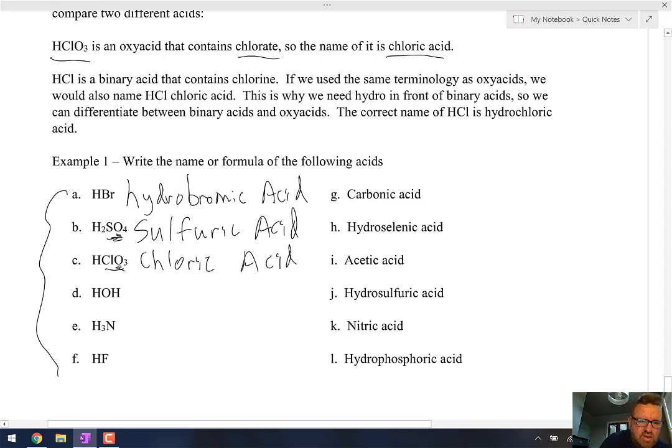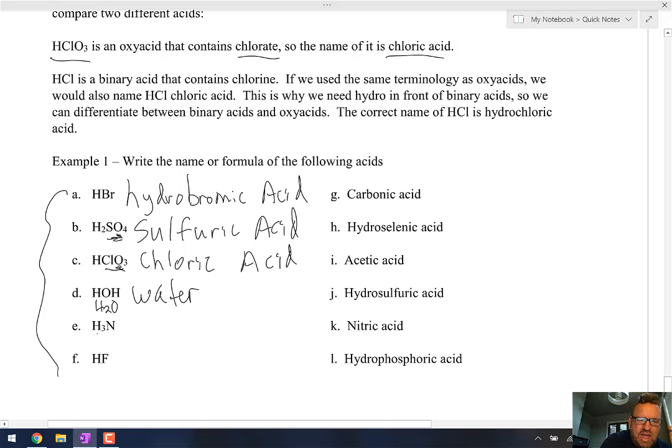Okay, letter D, you've got the hydrogen in the front, then you've got hydroxide. So that would be... oh, nope, I'm just messing with you there. It looks a little bit weird, but HOH is just another way of writing H2O, and that's really just water. I just put that in there to kind of mess with you a little bit.